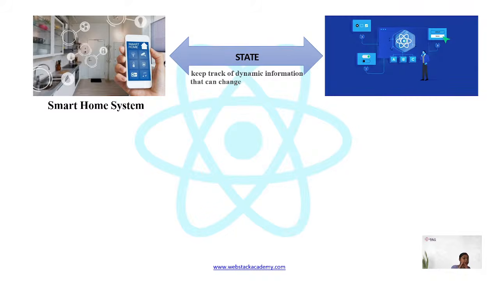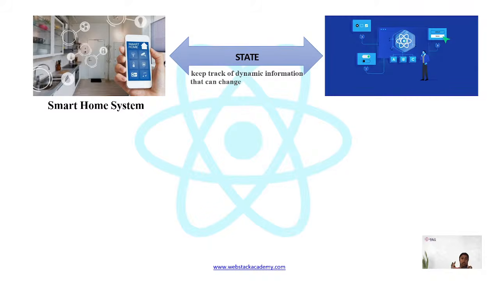For example, if a car does not have an engine, the car is just standing. So the car is in a static form. If the car starts driving, it is changing now. Like on to off to on, it's just changing. Dynamic means changeable information, that means it is not fixed. Static means fixed. So state is one of the terms in React that keeps track of dynamic information that can change.